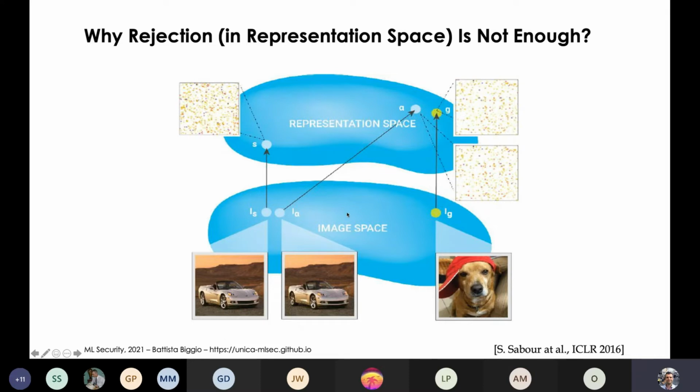Now, what happens is that the network is basically fooled at the intermediate levels. And it's well depicted here. So if you see, this is a dog, which is projected from the image space, so the space of pixels, to the representation space in this point, G. You have a car here in the image space, which is projected in the representation space far away from the other point, so this can be separated very easily.